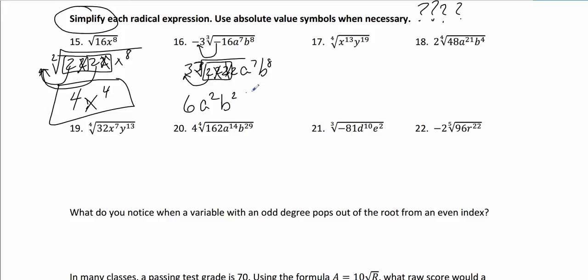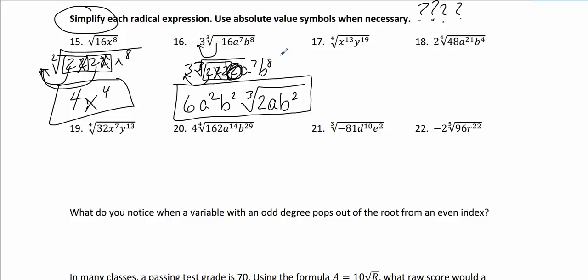What do I have left? Well, I still have the third root. What did I not touch? Well, I have this lone little 2 over here that I didn't touch, so it has to stay in. Do I have any a's that I didn't use? Well, we said 3 goes into 7 twice. Do I have anything left over? Sure, I got 1 a. And 3 goes into the 8 twice. Do I have anything left over? Sure, I have 2. So this is your answer for the second one there, number 16.